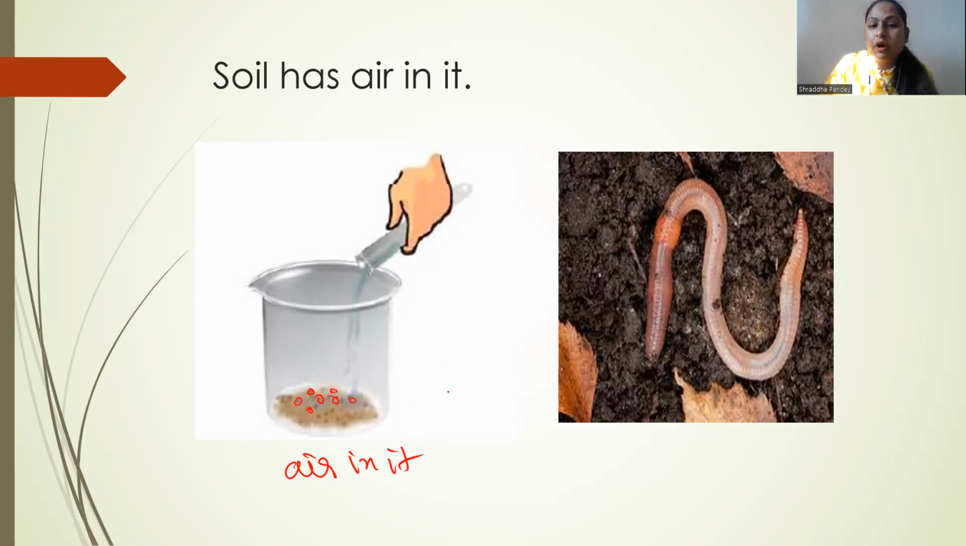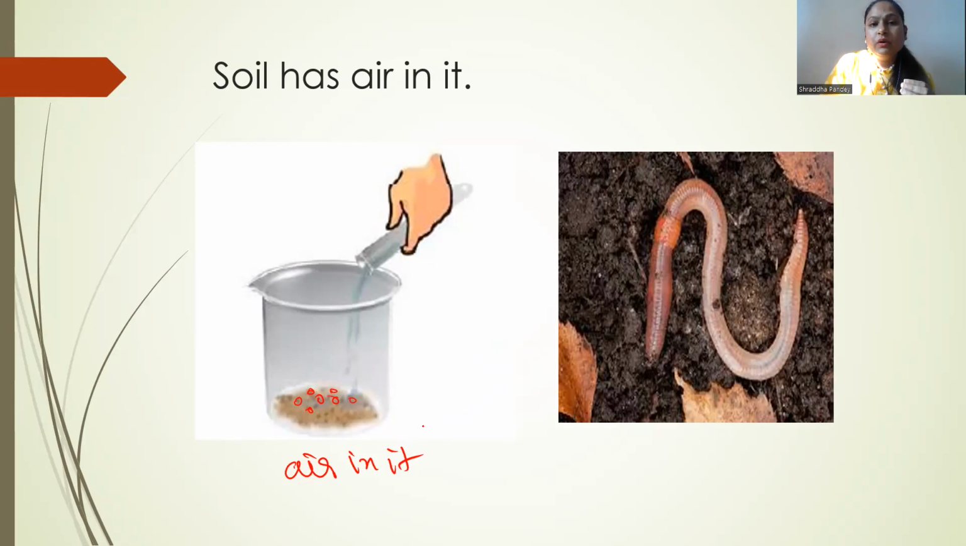The roots also get air from the soil, which is the air present in the soil. As and when you overwater the plant, what happens? The plant dies because it does not get any air. The spaces are completely filled by the water, so it does not get air. So plants die.